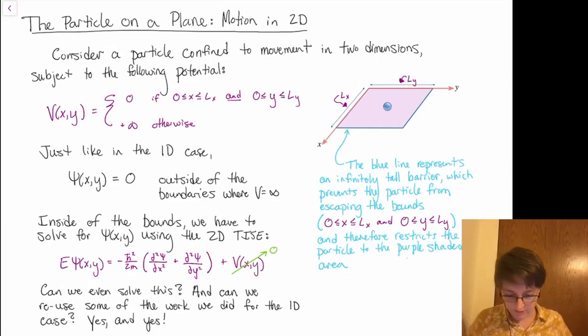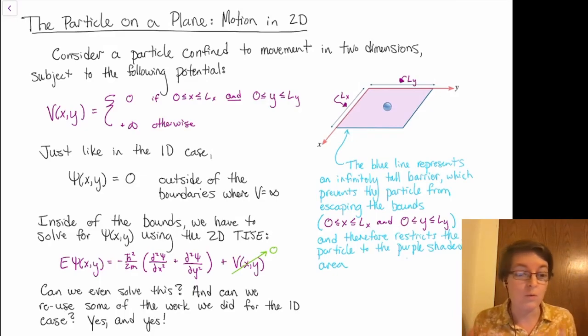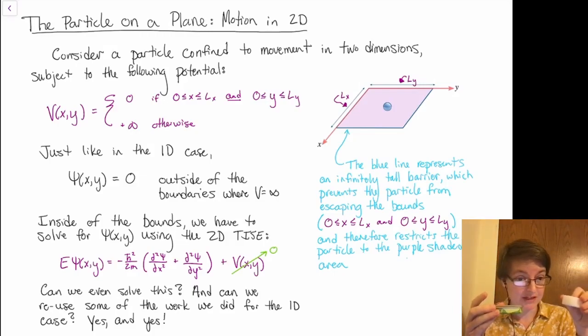So just like in the 1D case, we can look at this potential and immediately make a statement about what the wave function looks like outside of the bounds. We know that in my case where there's an infinitely tall set of walls here, I have 0 chance of finding the particle outside of these boundaries. And so since the probability is equal to 0 finding the particle over here, that means that its square root, the wave function, is also equal to 0.